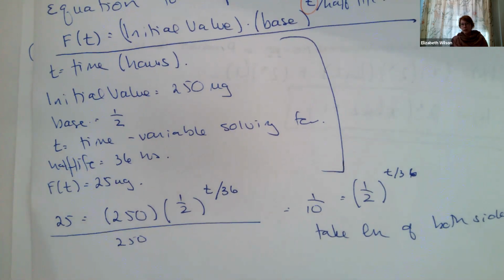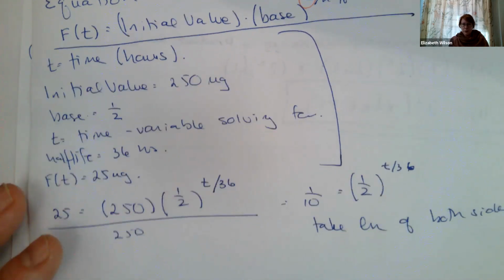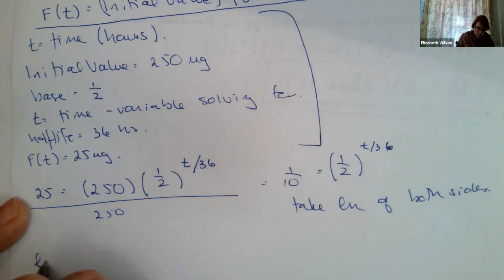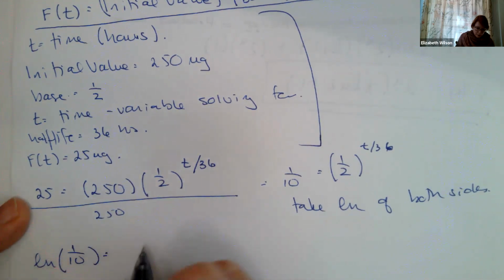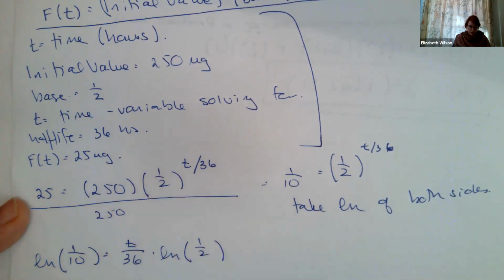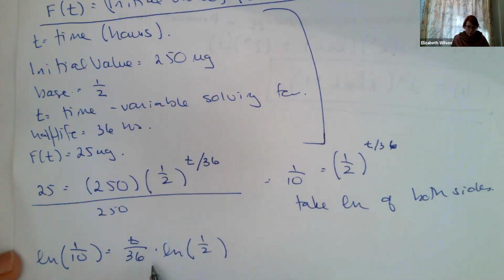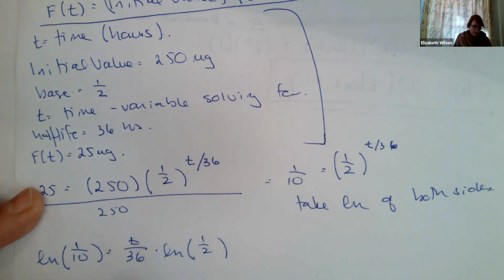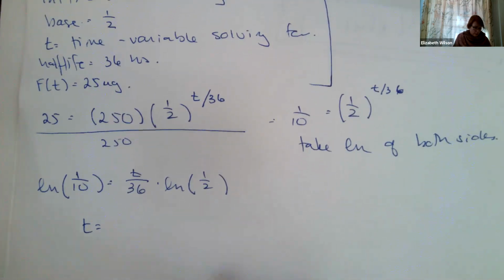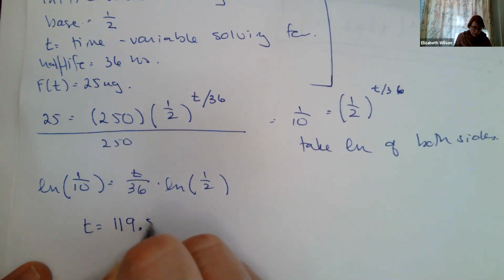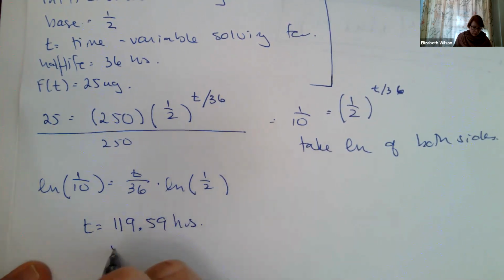By the way, you can take a log of any base, but we basically focus on natural logs. So I'm going to take the natural log of 1/10, which equals, remember our properties of logs, t over 36 times the natural log of 1/2. Natural log of 1/2 is just a number, right? 36 is just a number. T is now outside of the exponent. So now I solve for t. I multiply by 36, I divide by natural log of 1/2, and I basically find that t is equal to 119.59 hours, which is approximately 4.98 days.